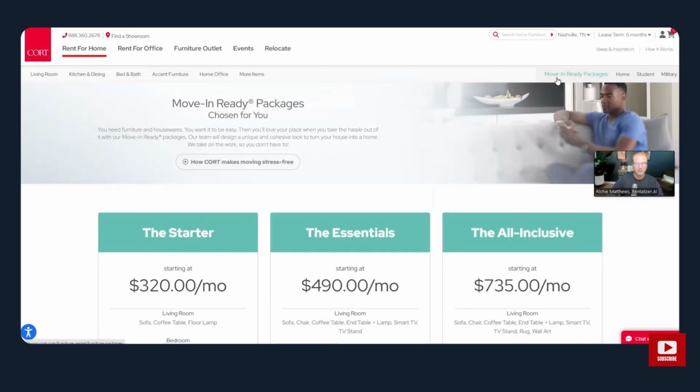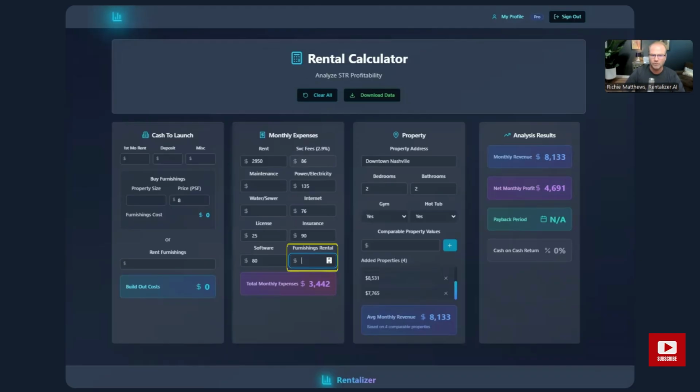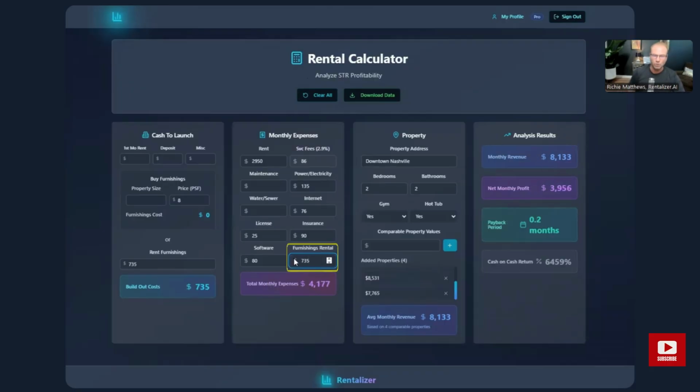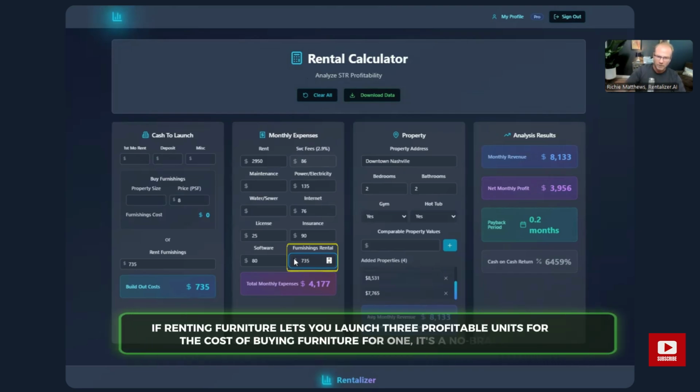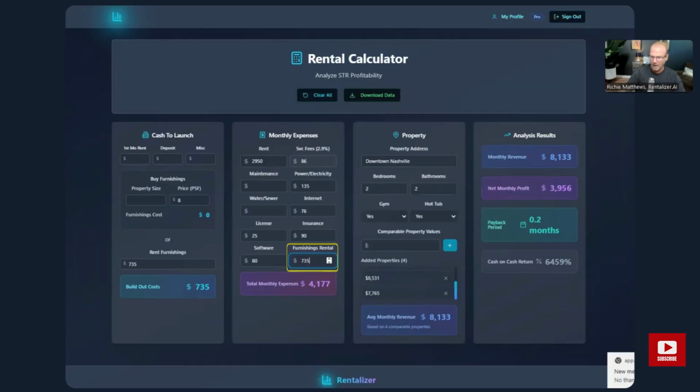$735 is what we're going to do. Let's do it. Always run your comps conservatively, by the way. So $735 furniture rental. Yes, sure, it's less profitable. But here's the thing. If it's as profitable as this unit is in Nashville, and you can get 3 units for half of the price of 1 furnished unit that you're going to buy furniture for, no brainer, right? So it took me a minute to get over that. So we're going to go after furniture rental.